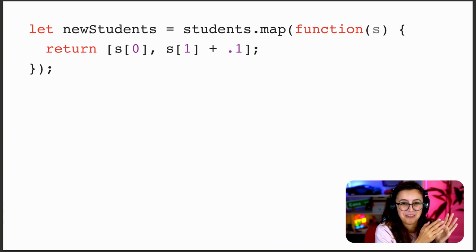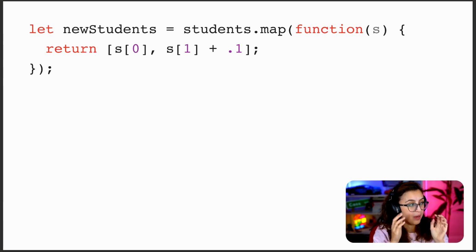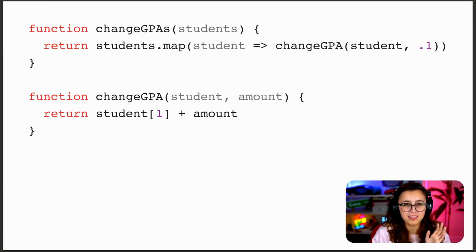Anyway, when I look over here, I'm looking at the code. At this point, we want to return a new array, and we're, again, mapping it to students. And then we have the student's name, which is that S0, and then that S1 plus 0.1, that's where we're increasing it by 1.